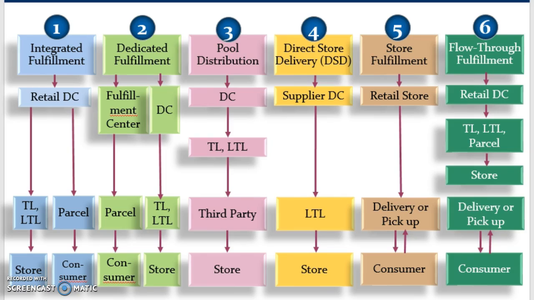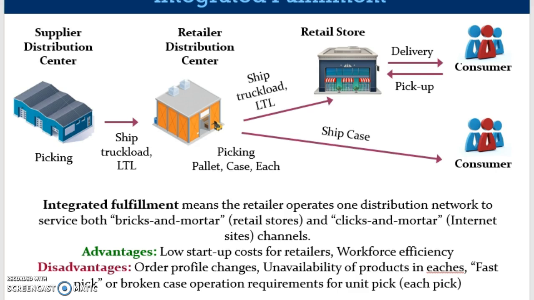So take a look at the customer fulfillment models, and then moving forward, integrated fulfillment. Retailers have both retail stores as well as internet sites where consumers can buy direct. Integrated fulfillment means the retailer operates one distribution network to service both channels.